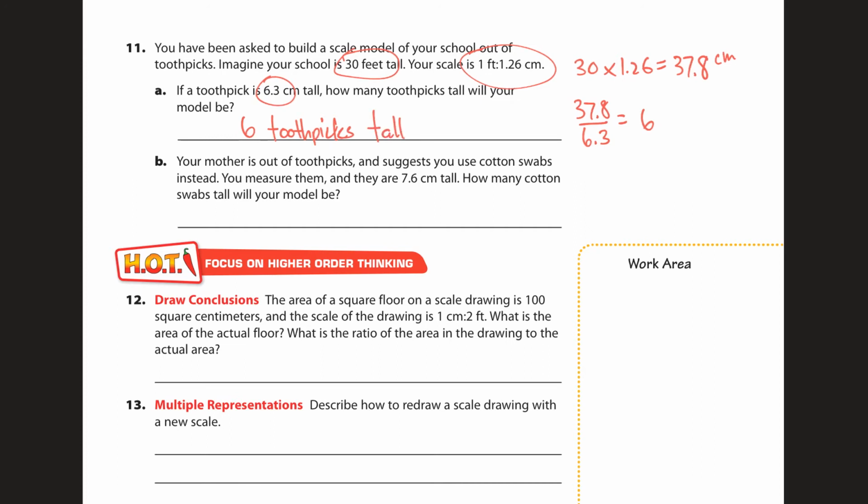Okay, your mother's out of toothpicks and suggests that you use cotton swabs instead. You measure them and they were 7.6 centimeters tall. How many cotton swabs tall will your model be? Okay, so we got to switch it out. Thanks, Mom. So 37.8 divided by 7.6 is 4.97.